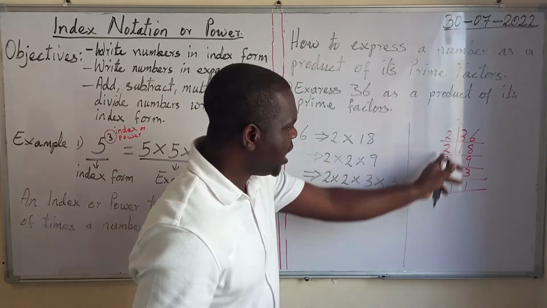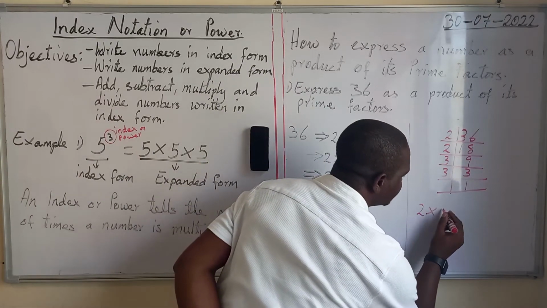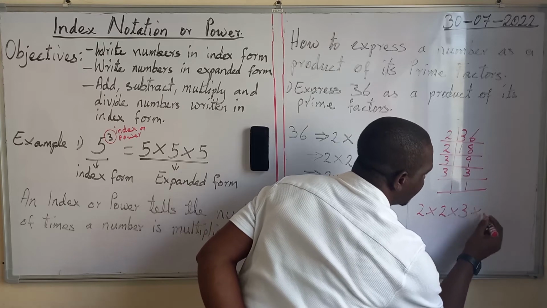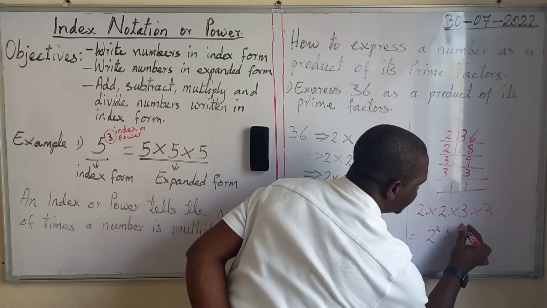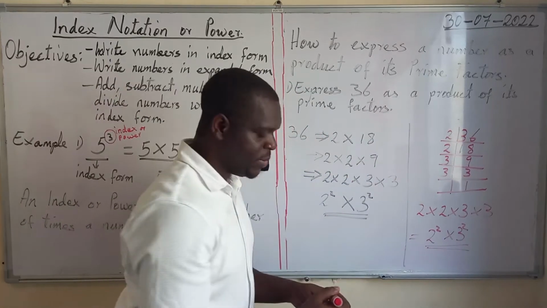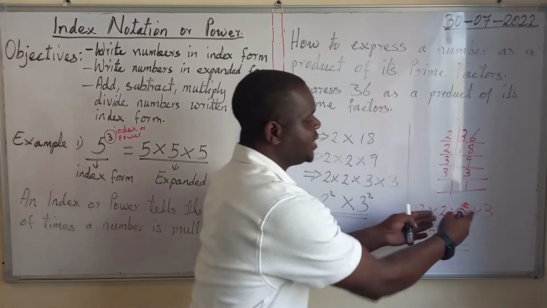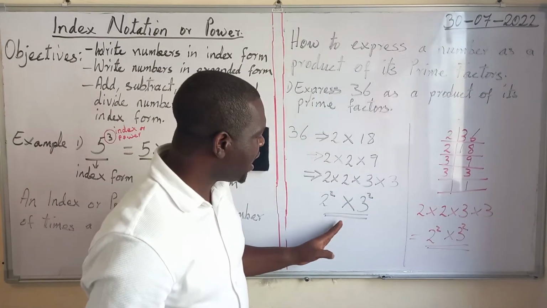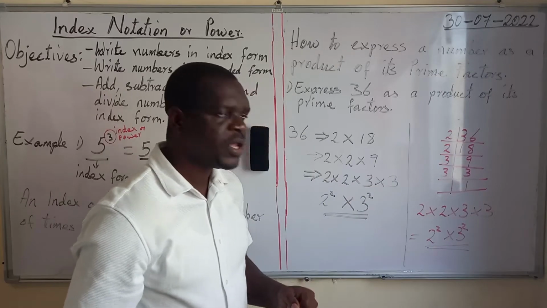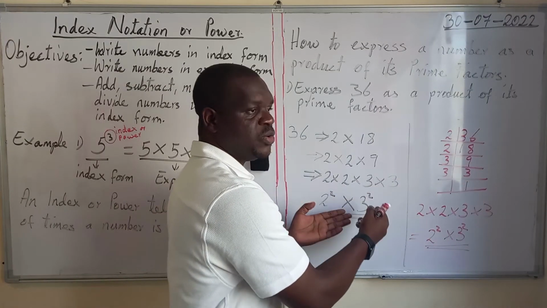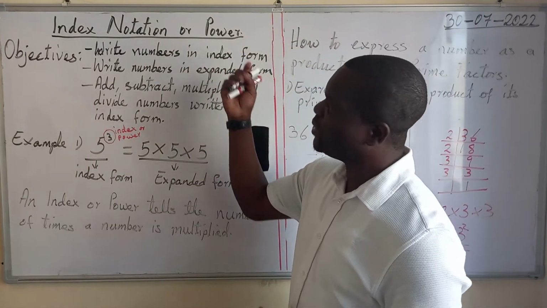So we are going to express 36 using these prime numbers. That is 2 times 2 times 3 times 3, which is the same as 2 square times 3 square. If you look at the two methods, the answers are the same, which means if you use this or that, your answer will be the same. But look at something. The final answer, 2 square times 3 square. This is what we call index notation, and that introduces us to the topic of today, index notation.